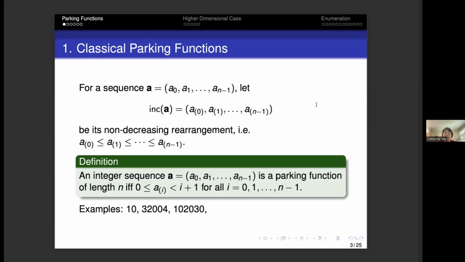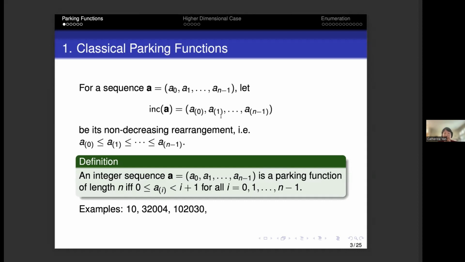So first, the classical parking function. For a sequence of n integers, let inc be the non-decreasing rearrangement of the terms. It's also called the order statistics. In my talk, my integers are indexed from 0 up to n minus 1, and the values for my parking function can assume value 0, whereas in other literature, people take positive integers, but that's just a little bit of a rescale.